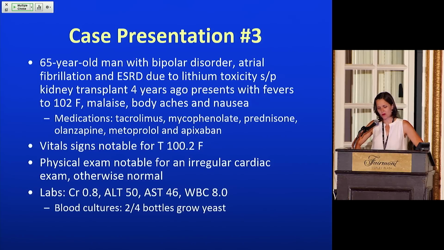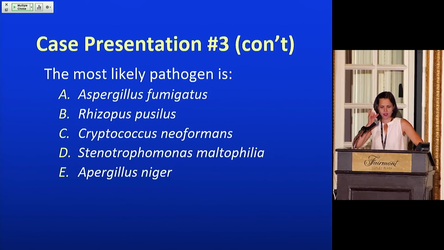His labs show a very mild transaminitis. His white count is normal. Blood cultures that are drawn for the fever grow yeast in 2 of 4 bottles. So the most likely pathogen is A, Aspergillus fumigatus, B, Rhizopus pusillus, C, Cryptococcus neoformans, D, Stenotrophomonas maltophilia, or E, Aspergillus niger. So go ahead and ring in.